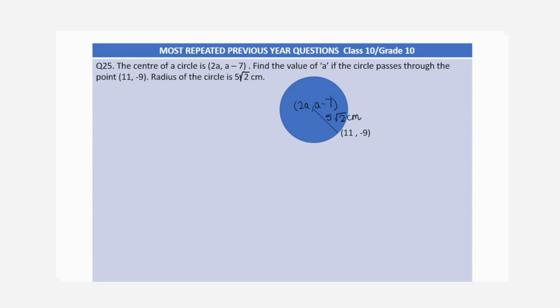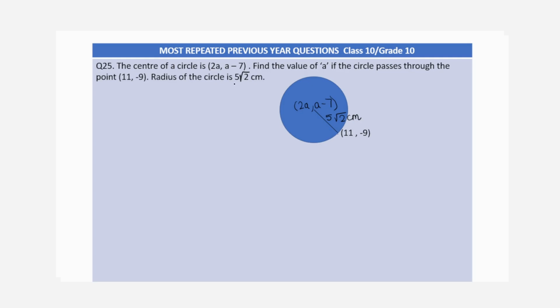Let's start with this question. The center of a circle is (2a, a minus 7). I have taken the center and written its coordinates. Find the value of a if the circle passes through the point (11, minus 9). So somewhere on the circumference lies this point (11, minus 9). So I have taken this point to be here on the circumference.